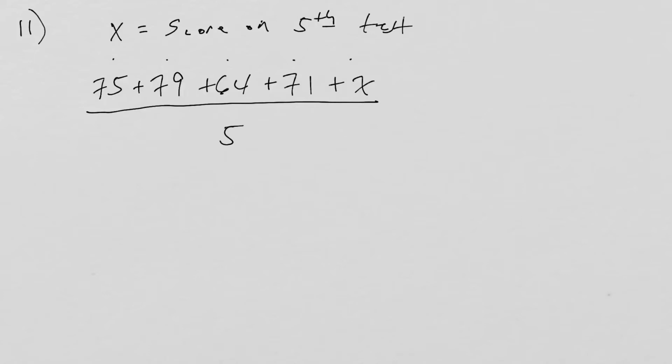This average has to be at least. At least means greater than or equal to. So it'll be 70 or more. That's what at least means. Okay, so now to solve this, I'm going to multiply each side by 5. And that'll get rid of that denominator. That'll cancel these. And so I'll get all of this stuff added up.